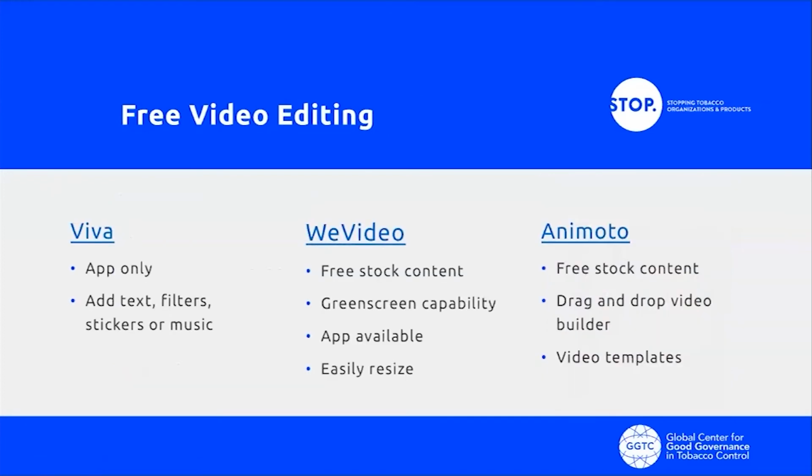For free video editing, there's a couple options available. The first is Viva. Viva is only an app, so if you like working on your phone, if you're very comfortable with it, Viva might be a good choice for you. The second is WeVideo, which is both an app and browser, so you can do it on your phone or your computer. There's lots of free stock content, and for video, that means that there are free video clips available. So think views of a city or ducks on a pond. You can get a lot of that kind of free content available.